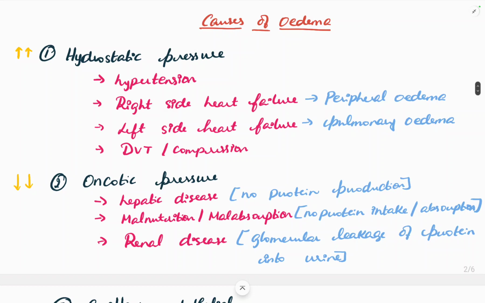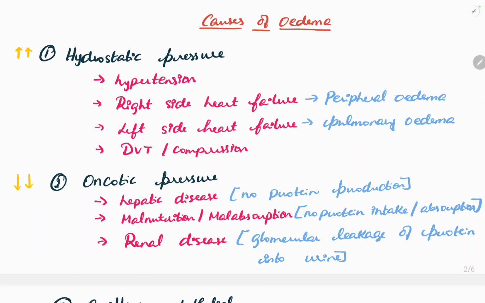Coming to the causes of edema, what are going to be the causes? First, it's going to be hydrostatic pressure. So what did we see? If there is an increase in hydrostatic pressure, it is going to push water out into the interstitium. So definitely, as much as the hydrostatic pressure increases, it is going to lead to an increase in the edema. So first is increased hydrostatic pressure. What are the causes? Hypertension. Hypertension is definitely going to cause an increase in pressure. As much as there's an increase in pressure, it's going to send out fluid, right?